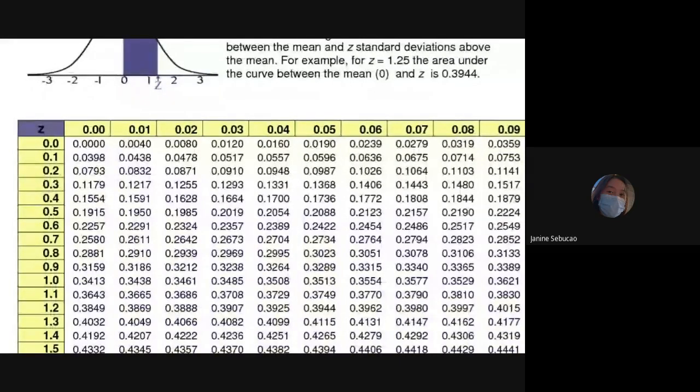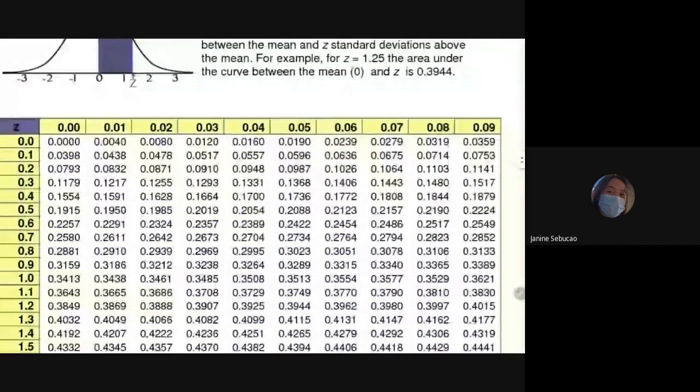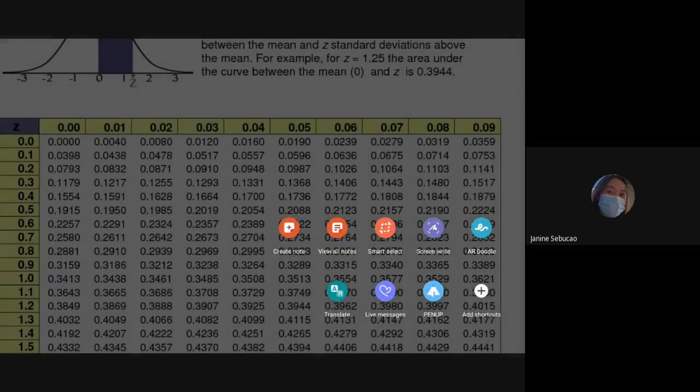Okay, so we are not going to review anymore how to use the Z test because I assume you know how to use it. Example na lang, sige, last, 1.25. So if that's 1.25, paano ko to iyan?